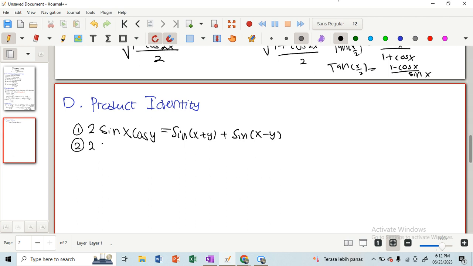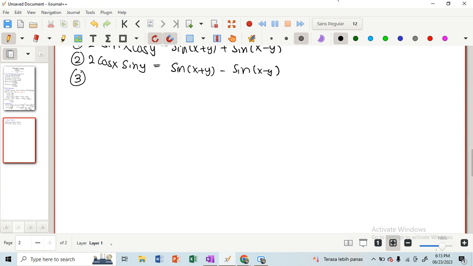Second one, if you have 2 cosine of x sine of y, it will be sine of x plus y minus the sine of x minus y. Fundamental, okay? This is the product identity. And then if you have 2 cosine of x cosine of y, if you expand this, it would be a cosine of x plus y plus cosine of x minus y.